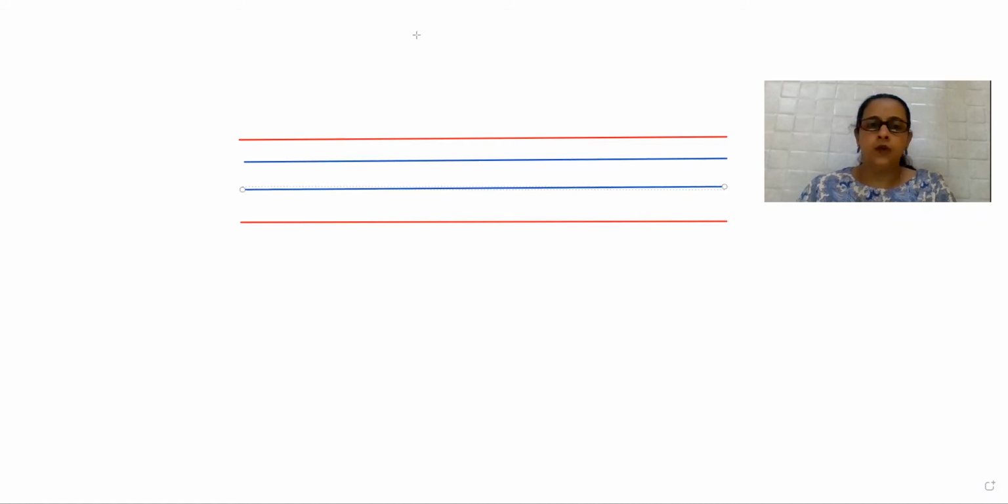Okay, now we'll make capital A. So it will start from the red line. A slant line will come and touch the blue line, the third line, and then this A will also touch the third line, and then we'll make a straight line. This is the formation of letter capital A.